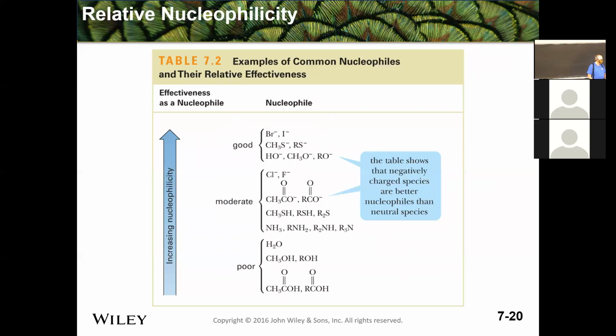Okay, so here's a list of nucleophiles. We have the good or strong nucleophiles up at the top. Weak nucleophiles: water, alcohols, carboxylic acids. Those are poor nucleophiles, and then these in the middle are moderate. Okay, so the stronger the nucleophile, the faster the reaction in an SN2.